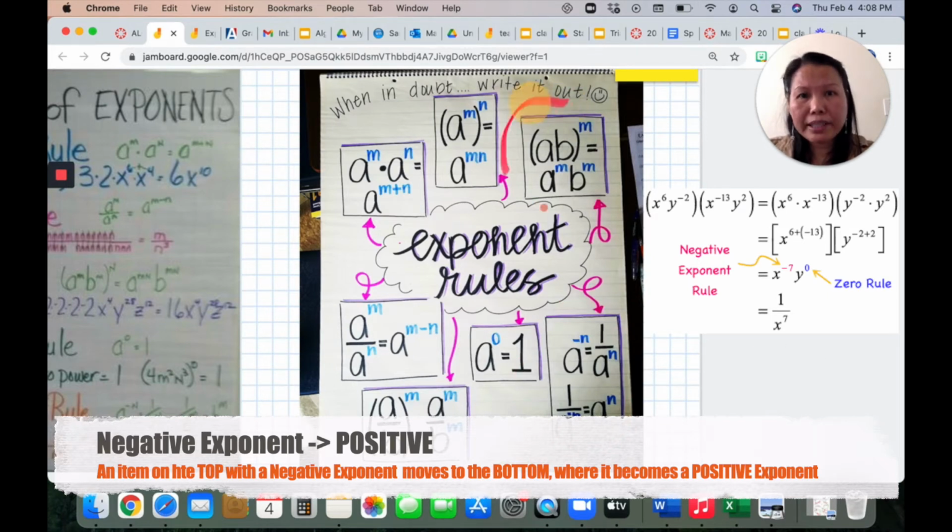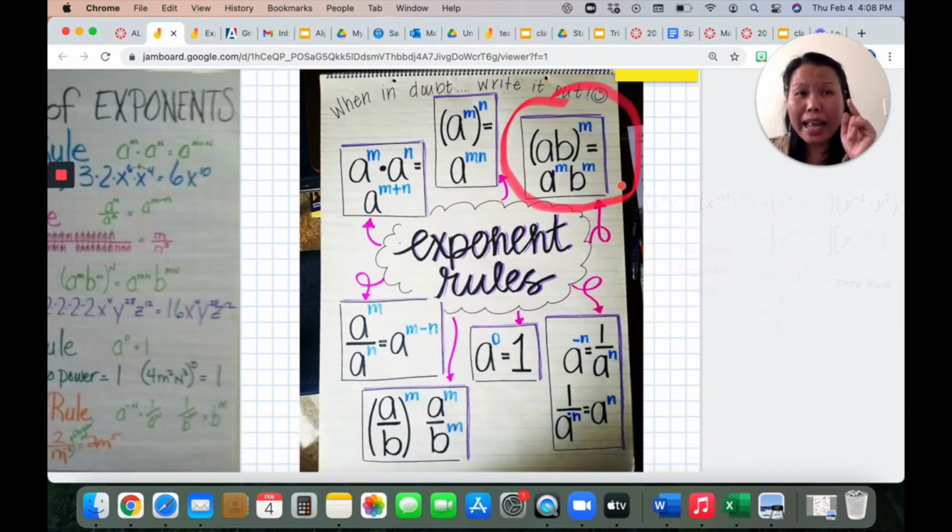Now, the 2 rules that we skipped from the 7 rules here. The first one is this one, and you can see it has to do with the parentheses. When you have the exponent m outside of the parentheses, we apply it to both the a and the b, and we end up with a to the m power, b to the m power. Same thing with the fraction right here. When you have an exponent m, you apply it to the a and also to the b, and we end up with a to the m power over b to the m power.